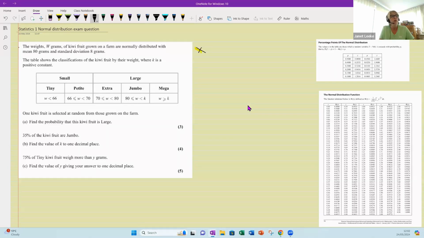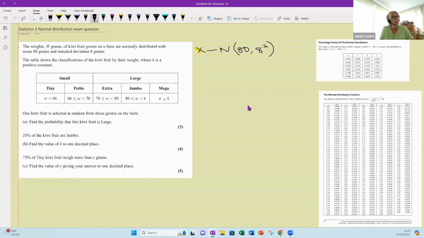So what you need to do is write that as X tends to be normally distributed with mean 80, standard deviation 8, because the parameters for the normal distribution are the mean and the variance. And by showing this in your exam paper, the examiners know that you're on the right lines for what you're talking about.